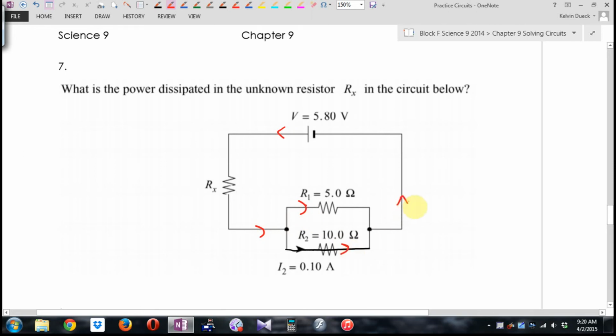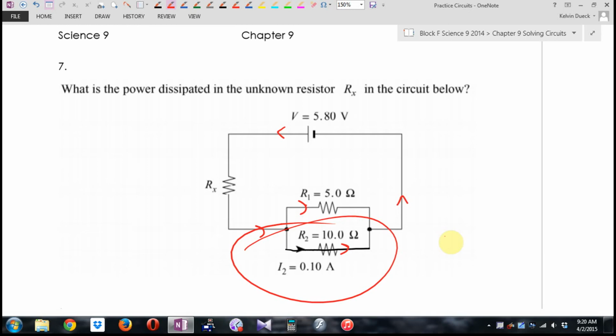I'm looking for anywhere where they told me 2 things. I'm tackling this right here. Okay? That's where they told me 2 things. On resistor number 2, by the way, someone said, what does that 2 mean? Am I supposed to double? No, that's just saying resistor number 2 and current number 2, as opposed to resistor number 1 and current number 1, as opposed to resistor X, mystery resistor. Okay? It's a handy way to keep stuff organized.